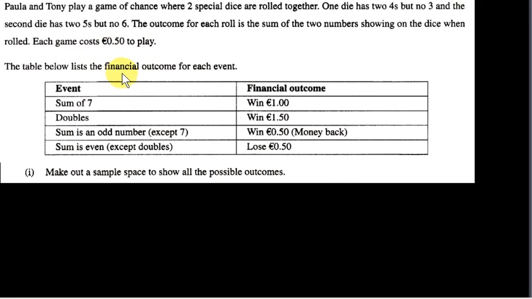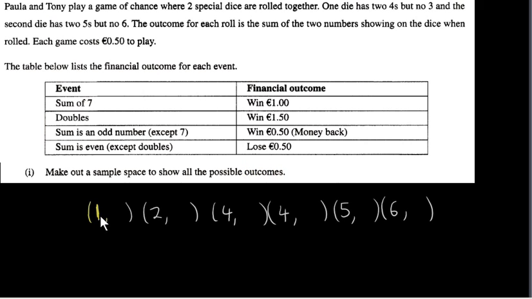Here we have a table listing the financial outcome for each event. We want to start by making out a sample space to show all the possible outcomes for the throw of these two dice. So the numbers in each pair of brackets represent the throw of each die. The first number represents the first die, which is the die that has 2 4s but no 3.